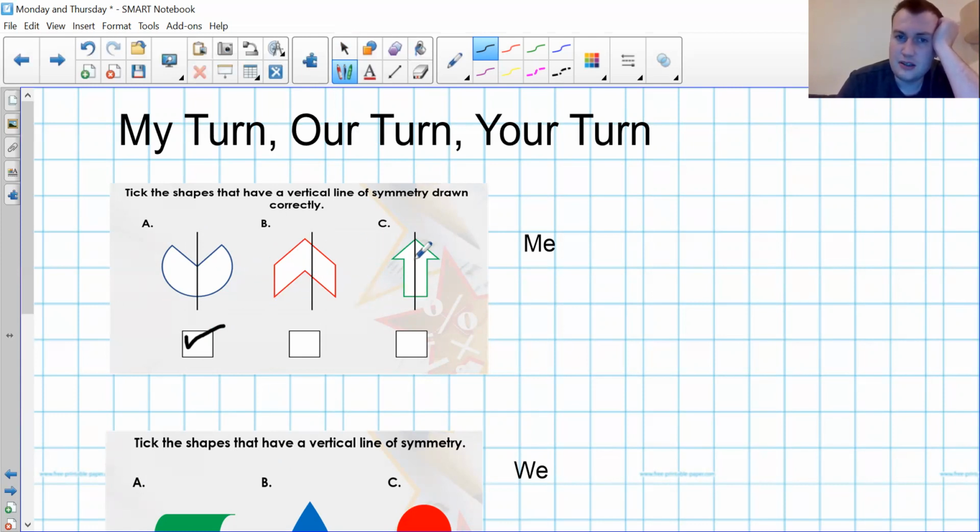And then on this side, is it right up the middle? And then we've got the same either side. They're like a reflection of each other, like looking in the mirror. So yes, so the answers there are A and C. They're the ones with correct lines of symmetry. All right.